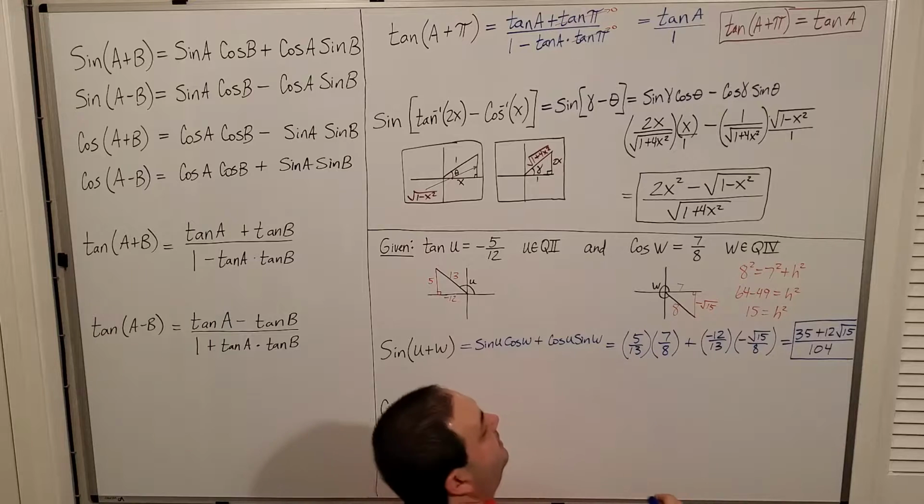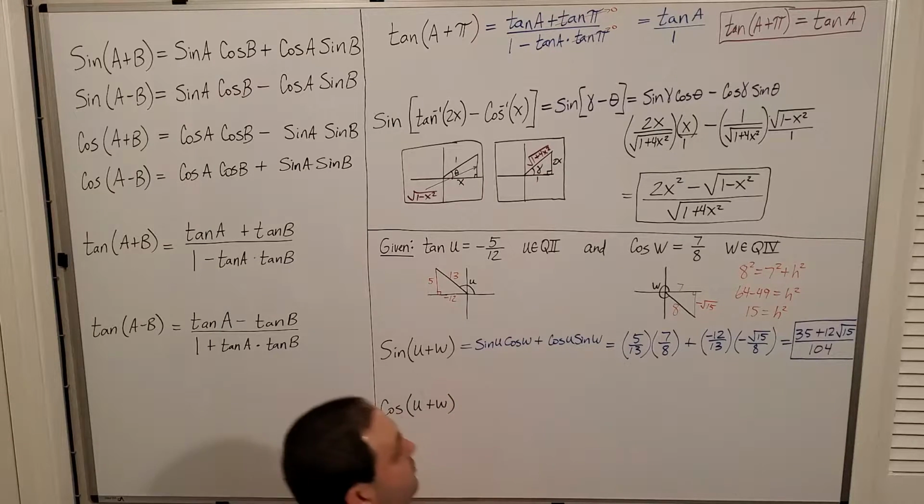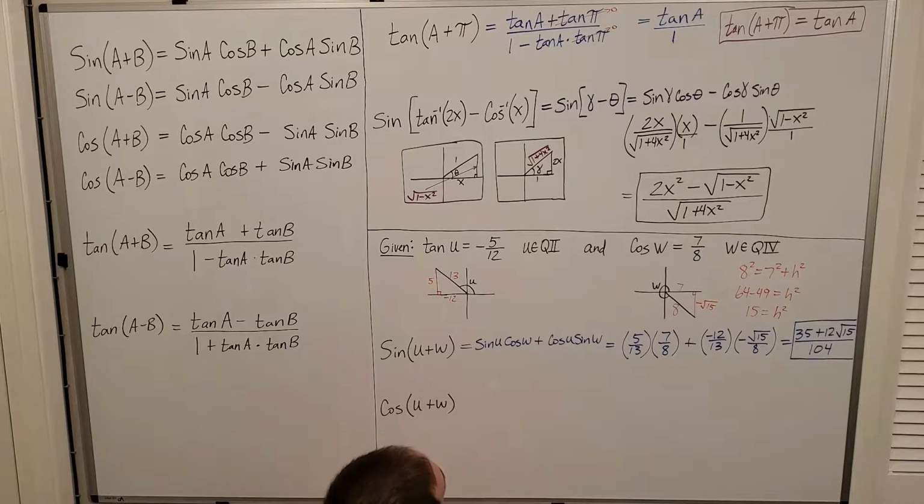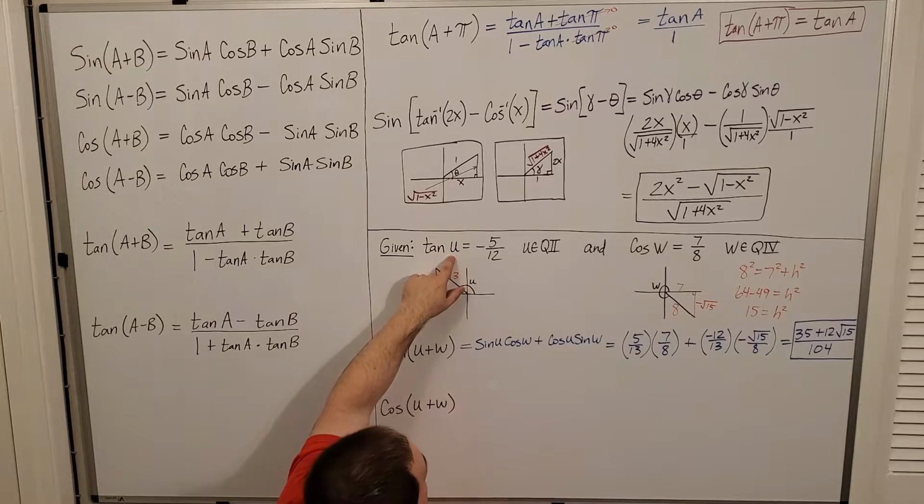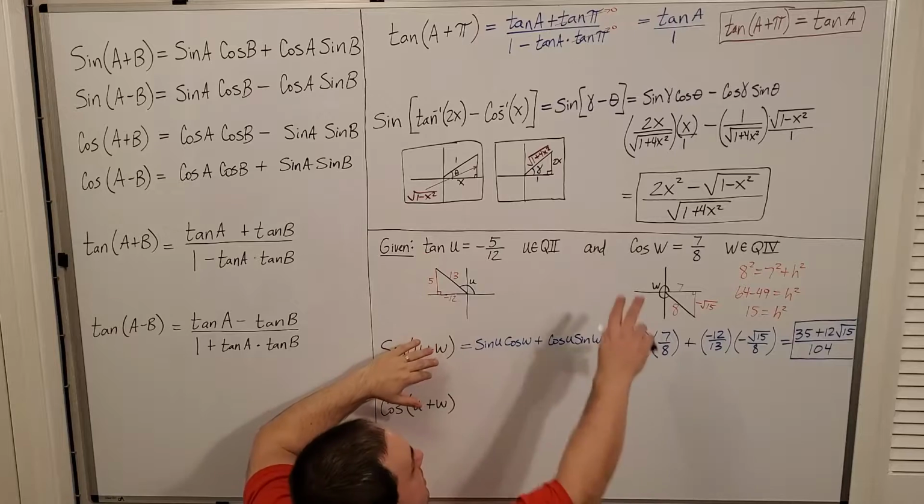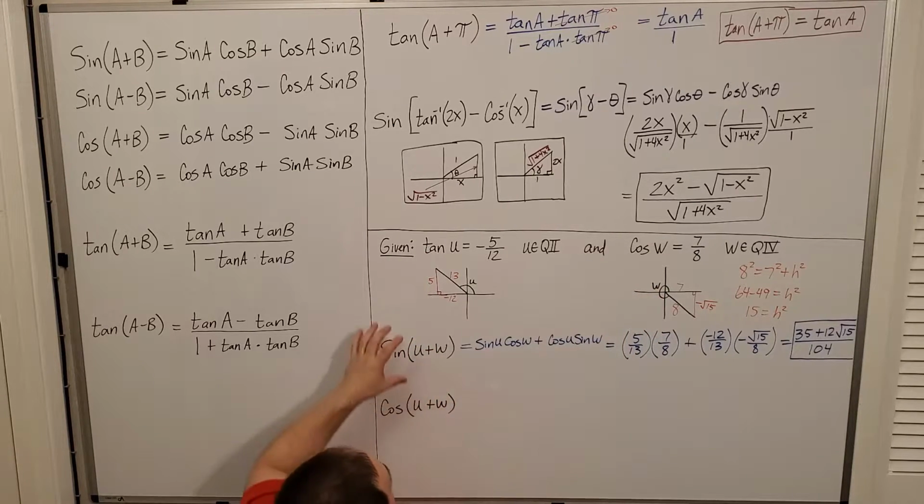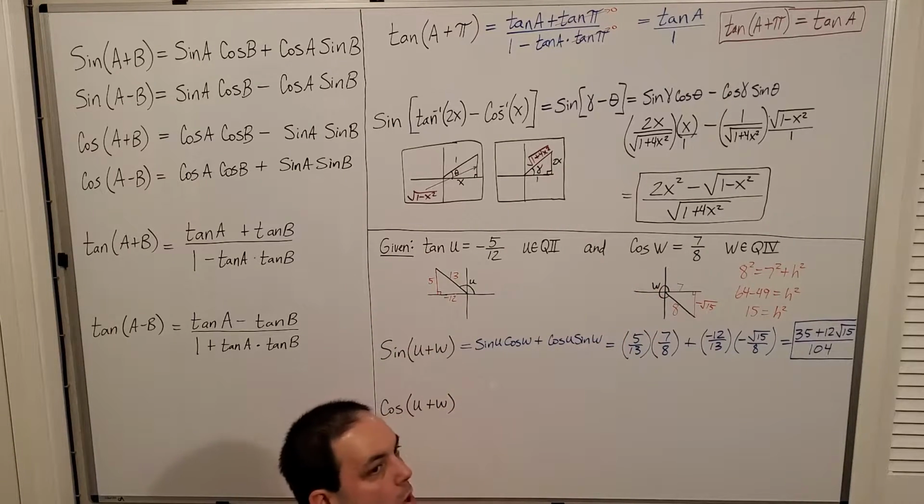Remember, the idea is to get the exact form of these ratios, because yeah, I could have just plugged this in the calculator and got the decimal angle for u, and then I could have done the same thing for w, and then I could have added them, and I could have punched up sine. You could do all that in the calculator, but you're going to get a decimal answer, and that's not the goal here. The goal is to have that exact form.